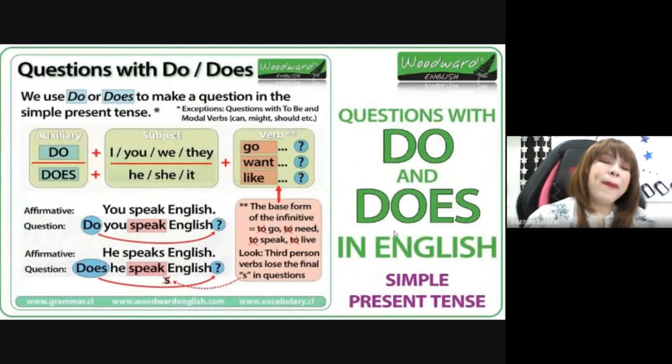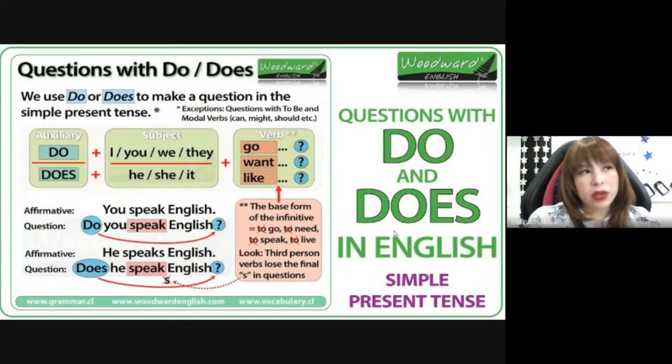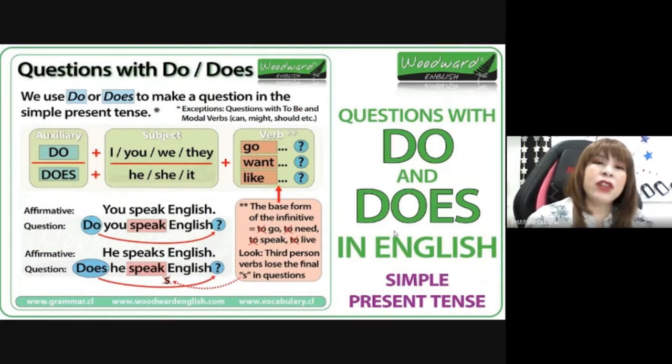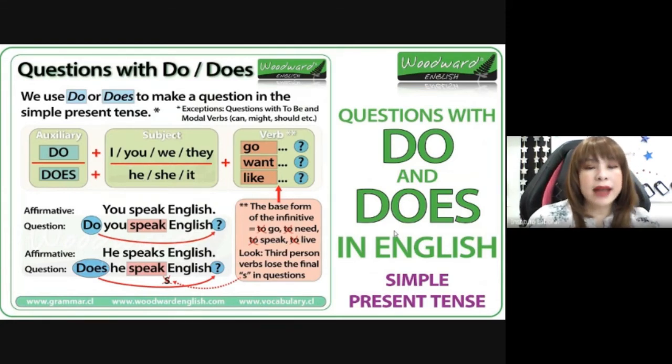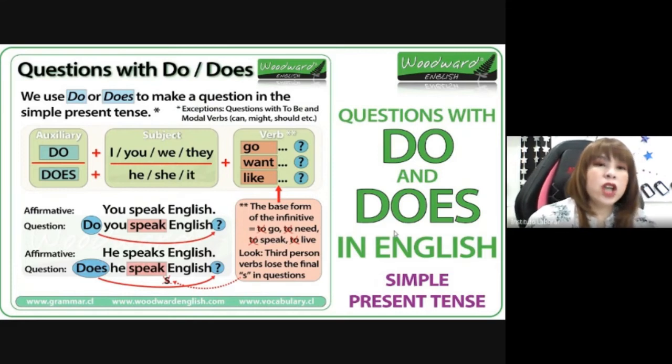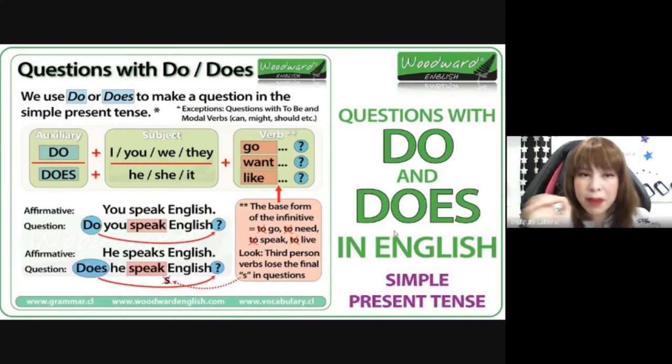So what happens when we want to make a question and the verb is not the verb to be? Well, we need the help of the auxiliary do or does. Do and does are the auxiliary verbs of the simple present tense. We use do or does to make questions in the simple present tense. Remember, if the verb in the sentence is the verb to be, it is an exception.